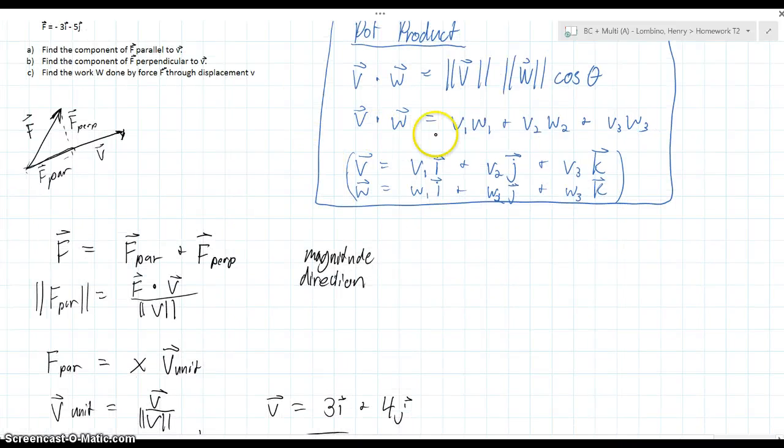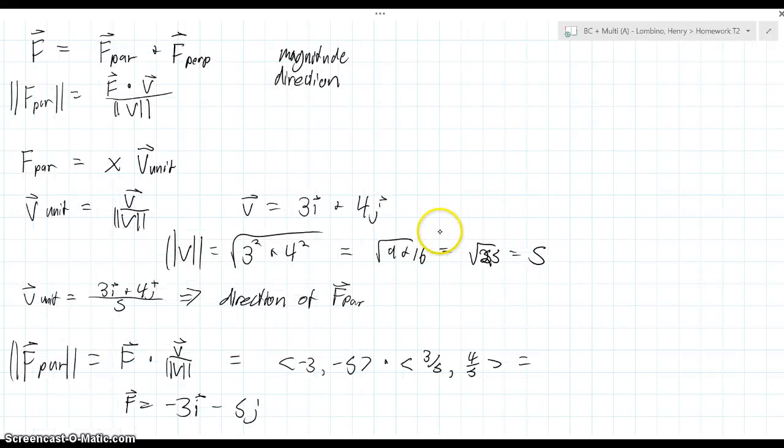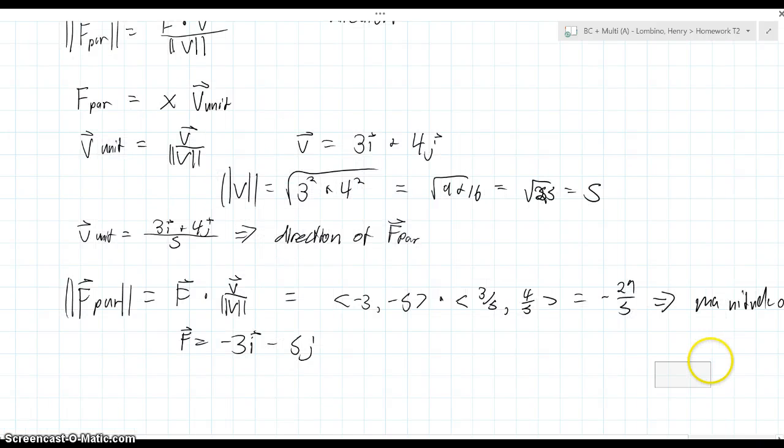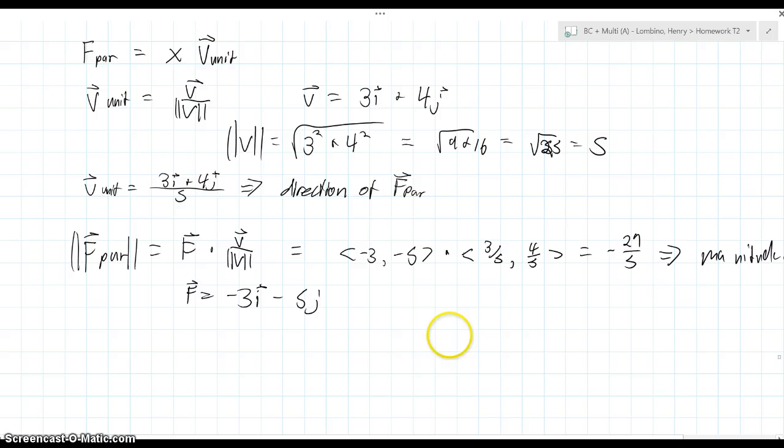Remember this. We're going to use this right here to solve this problem. So let's do that out right now. When you do that out, you get negative 29 over 5, and that is our magnitude of f par. So now we have both the magnitude and we have the direction.